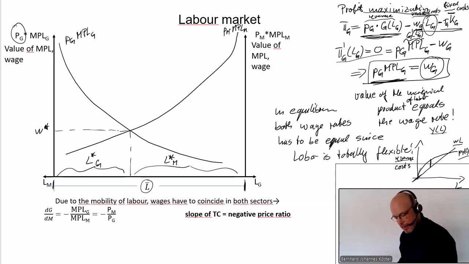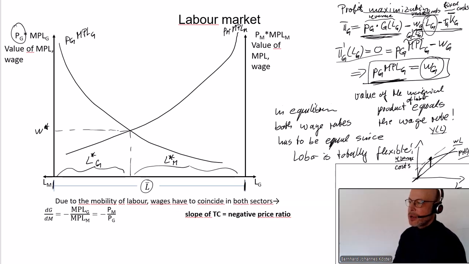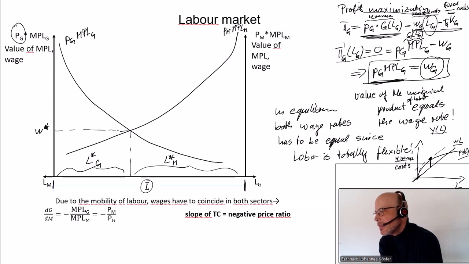So this is the graphical argument: I just look at the point where the slope of my revenue function is the same as the slope of my cost function. So if the cost function is tangent to the production function.